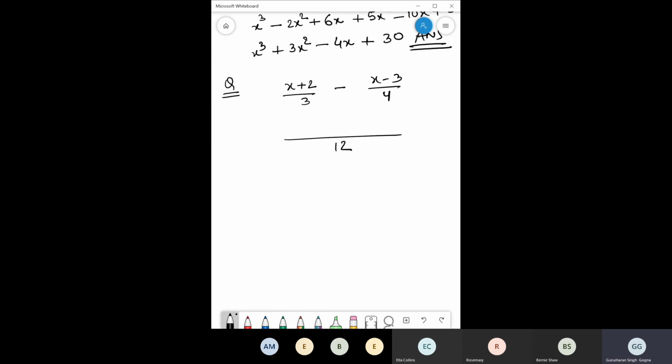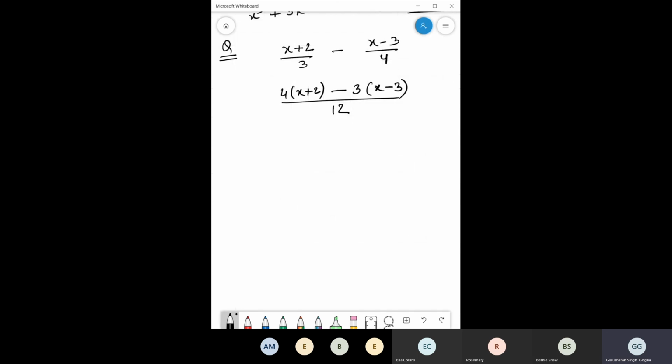Same thing again, 12 divided by 3 is 4. So you multiply 4 to the top part here, minus, keep minus as it is. 12 divided by 4 is 3. So you multiply 3 to this. Okay, exactly the same thing. The only thing is you have minus in between the two fractions. Then open the bracket, 4x plus 4 by 2, 8. And then you multiply by this as well.